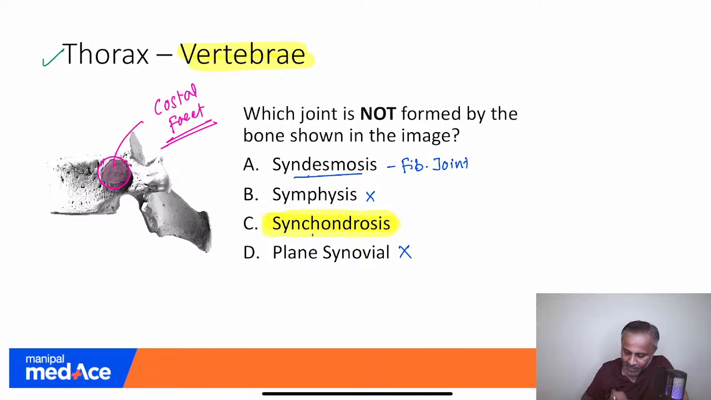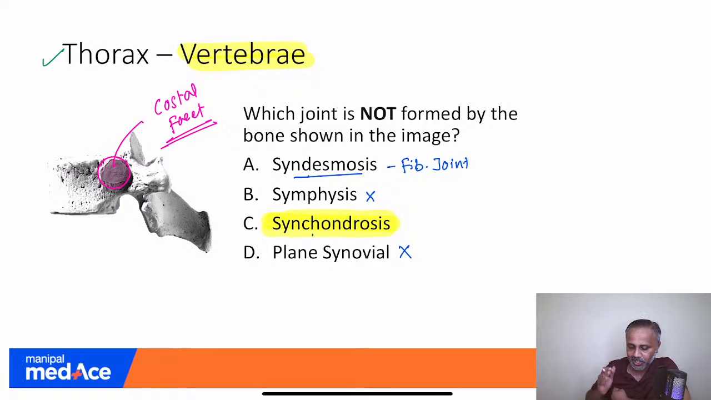So this is regarding the joints formed by the vertebra. Remember, the vertebra forms a fibrous joint, and it forms a cartilaginous joint, but a secondary cartilaginous joint, the intervertebral disc, which is the example for symphysis. And of course, the last option was plain synovial: the articulation between the ribs and the vertebra, and the articulation between the articular processes, all of these are plain synovial joints. So what is not seen is the synchondrosis, which is a primary cartilaginous joint.